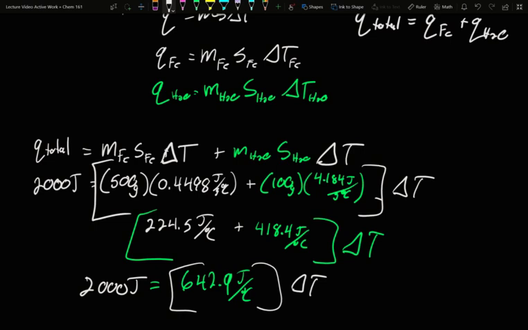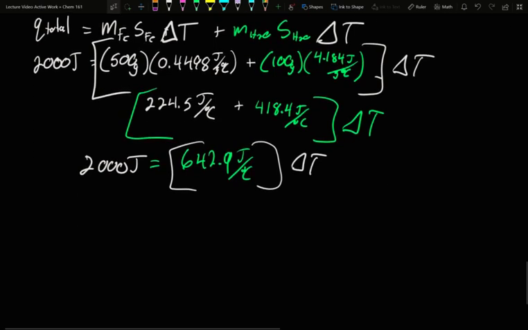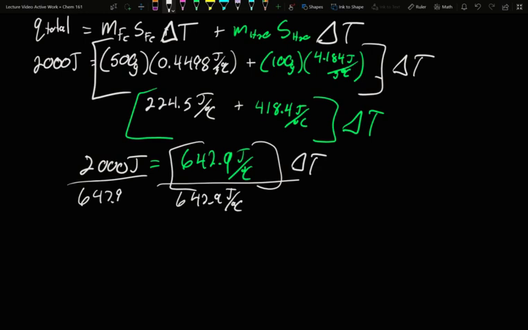So we took the Q that would be the iron and the Q that would be the water, and we said they must add up to 2,000. And they have the exact same delta T. So we can pull delta T out of both of them, add up the center bits, and then divide across. Divide by 642.9 joules per degree Celsius. This is going to give us degrees Celsius is equal to our delta T. We'll find that 3.11 degrees Celsius is delta T.